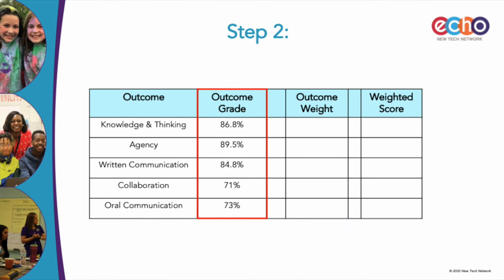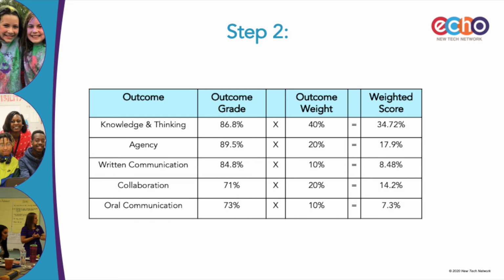Let's say the weights for our course are set up as this: knowledge and thinking 40%, agency 20, written communication 10, collaboration 20, and oral communication 10. The gradebook takes each outcome percentage and multiplies it by the outcome weight. This ensures that the heavily weighted outcomes have a larger impact on the student's grade than the lesser weighted outcome.